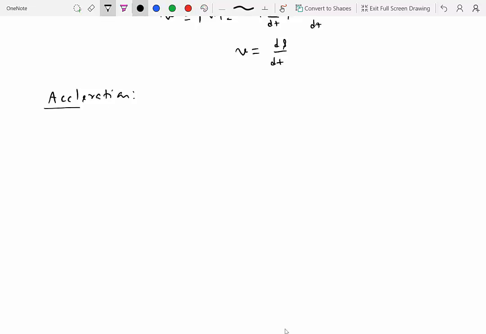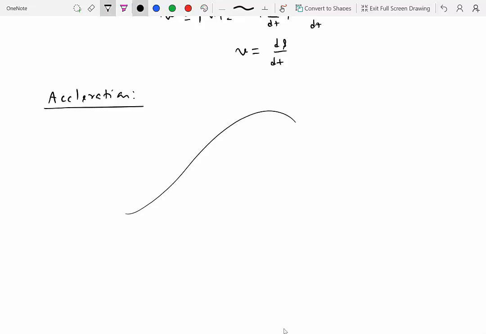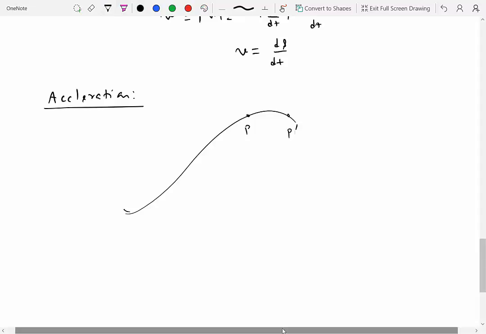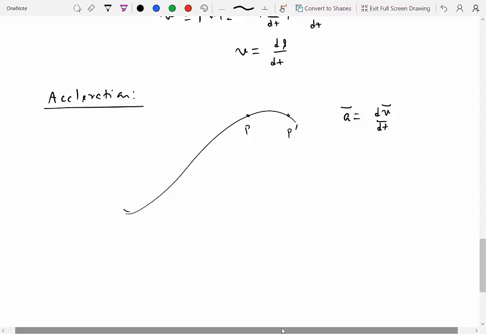And in particular, we want to understand what the direction of the acceleration would be when a particle moves along a curved path. So let's say we have a particle moving along a curved path like this. The particle is here, and then after a while, the particle may be here, let's say at P prime. Now, what is acceleration defined as? Acceleration is defined as dv over dt, which is nothing but change of velocity over time.